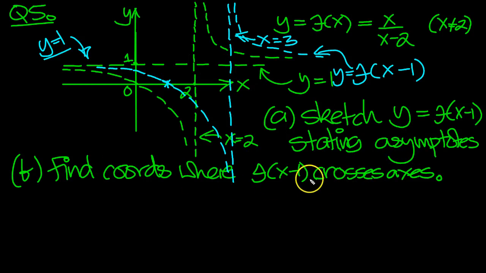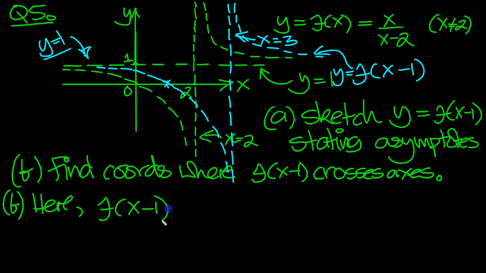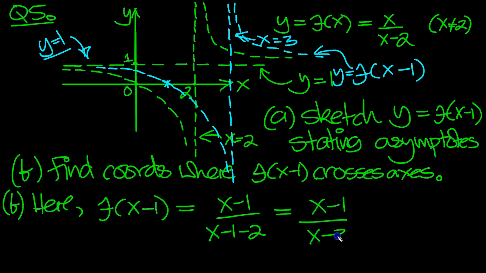Find the coordinates where f of x minus 1 crosses the axes. So part B now. f of x minus 1 is equal to, well, instead of an input x, you put the value x minus 1. So here's our input x, so we put x minus 1 in. The denominator here is x minus 1 minus the 2. So let's simplify this, tidy it up: x minus 1 over x minus 3. This is our new function, as we suspected.